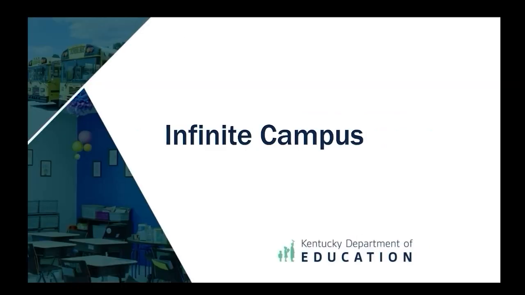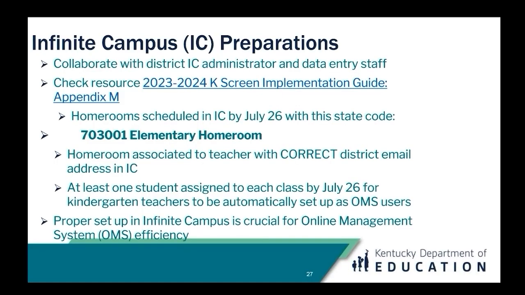Now that we've reviewed the K-Screen itself, let's look at Infinite Campus. In order for the Brigance data to be entered into the online management system, Infinite Campus information must be set up correctly. Data files are extracted from Infinite Campus and create files in the online management system for student assignment and assessment data. It is very important for communication and collaboration to happen between your district Infinite Campus contact, the person that will enter the new kindergarten data into Infinite Campus, and you to ensure things are set up correctly from the beginning. This will save a lot of time and stress during the screening window.